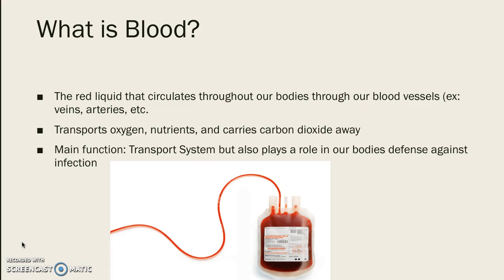Blood transports oxygen, nutrients, and carries carbon dioxide away. So its main function is to act like a transport system. For example, the heart pumps blood to our lungs and then to the rest of our body. When it does that, it carries the oxygen to the living tissues and then scoops up the carbon dioxide to be taken out of our body. However, blood also plays important roles in our body's defense against infection.